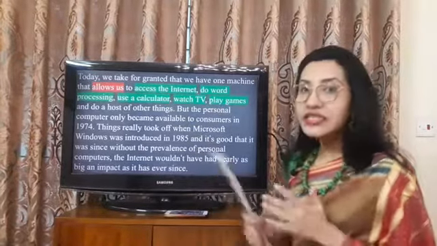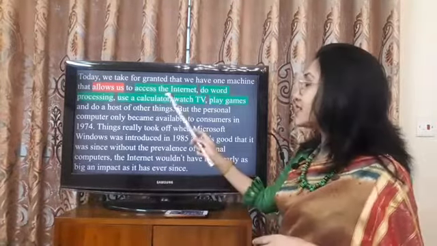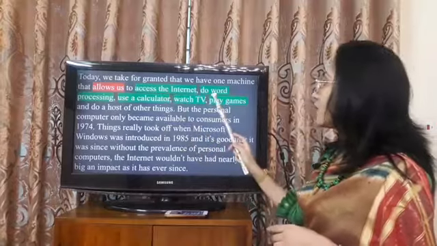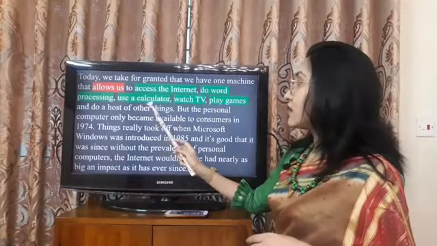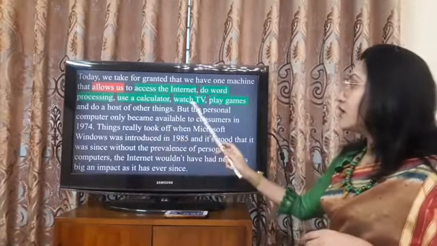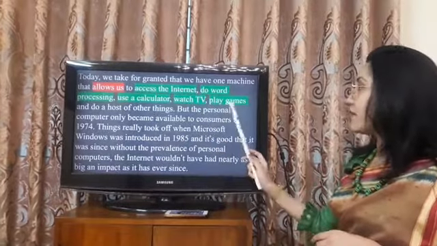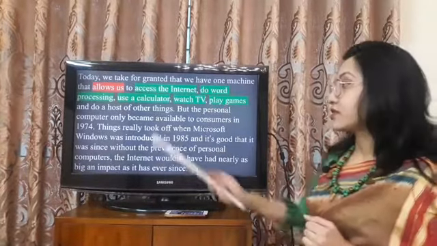So here we can easily get 5 uses. One is access the internet. Second one, see what there is? Do word processing. Third one is use a calculator. Fourth one is watch TV. Number 5 is play games.